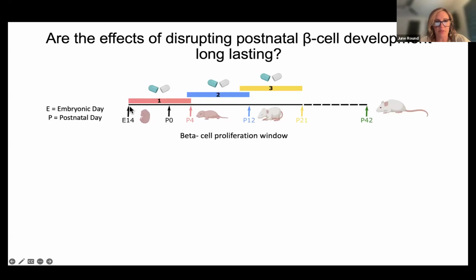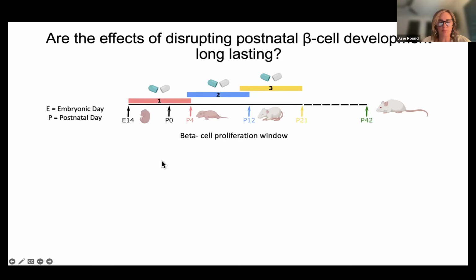The first window is providing antibiotics while animals are in embryonic day 14 until postnatal day 4. The antibiotics are then withdrawn, and again, the animals are allowed to grow up, reacquire a complex microbial community, and they're analyzed at adulthood. Similarly, there's a window where antibiotics are provided between postnatal day 4 and postnatal day 12. Again, antibiotics are withdrawn. Animals are allowed to grow up to adulthood. And the third neonatal window is P12 to P21.